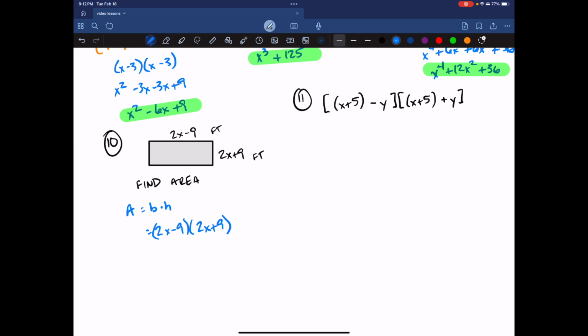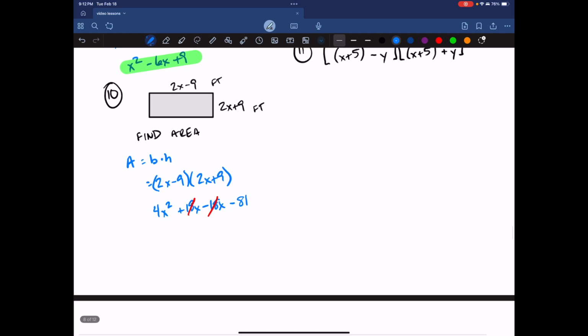So here, you get 2x and 2x. 2 times 2 is 4. x times x is x squared. 2 and 9 is 18, so I got plus 18x, minus 18x, and then minus 81. My middle term is going to fall out. That's going to be 4x squared minus 81.